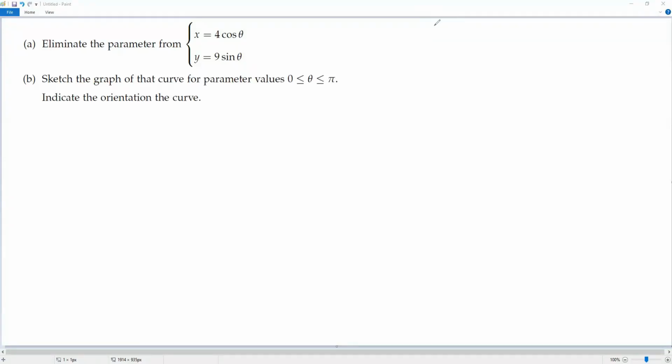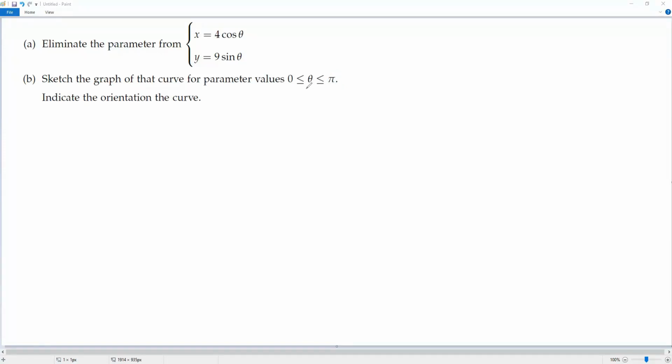That is, we have to sketch the graph of the curve for parameter values 0 less than or equal to theta less than or equal to pi. So the minimum value of the parameter theta is 0 and the maximum value is pi. The value of theta can be equal to 0 or it has to be greater than 0. And also theta can be equal to pi or it has to be less than pi.